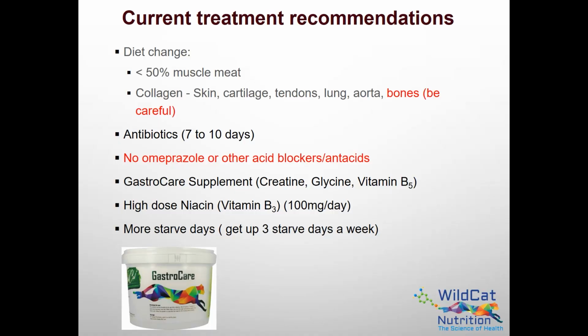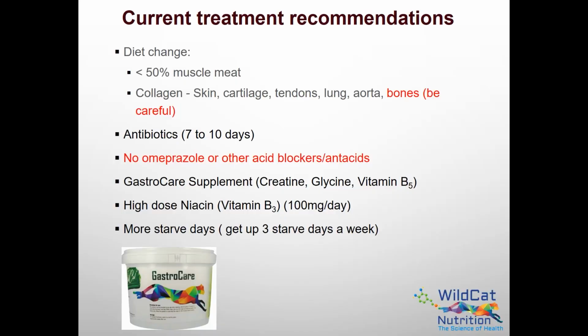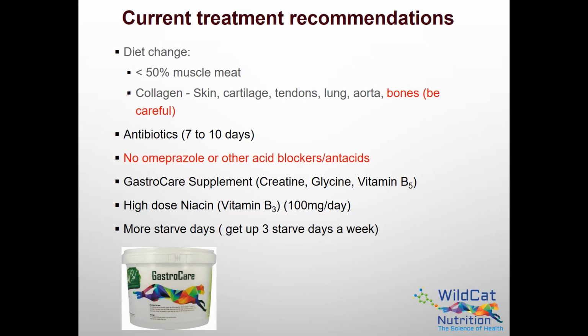And then I use the gastric care supplement that we have that has very high concentrations of creatine, glycine, and vitamin B5. And I'm actually going to, when I reformulate it now, add another thing, which is vitamin B3, which in some studies in humans has shown to increase stomach acid production at fairly high concentrations. We're talking probably 20 times what you would normally give. And then the other thing that we do is we try and start increasing the starve days, so that we get up to about 3 starve days per week. So that means 3 to 4 feeding days per week.